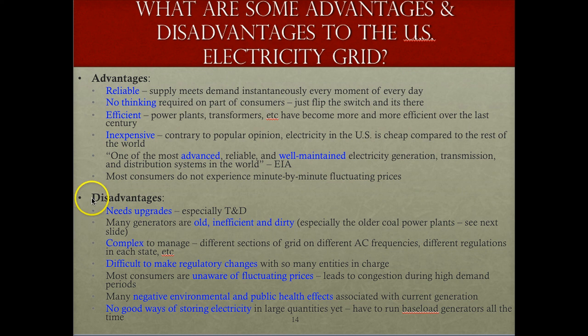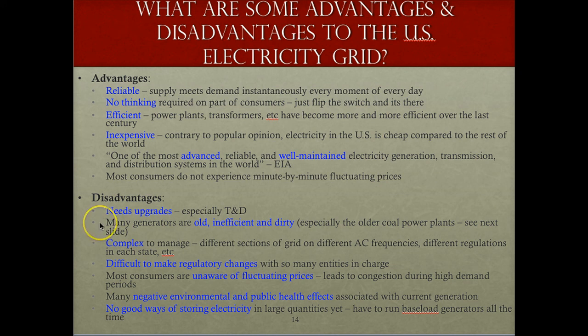Disadvantages. Much of the current electricity system is based on very old, aging infrastructure and technology that badly needs upgrades, especially the transmission and distribution networks. But because of the way it is managed, it's difficult to figure out who should pay for or be responsible for maintaining these upgrades, so they don't get done.